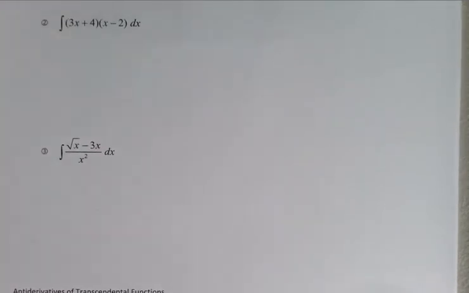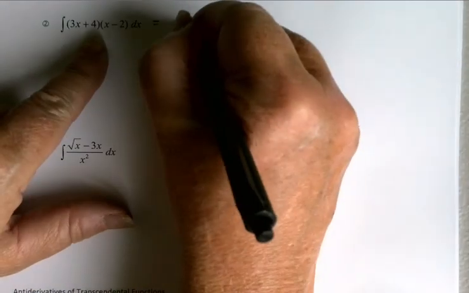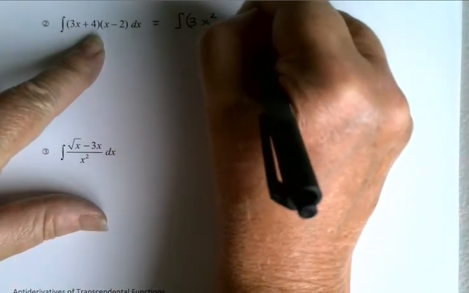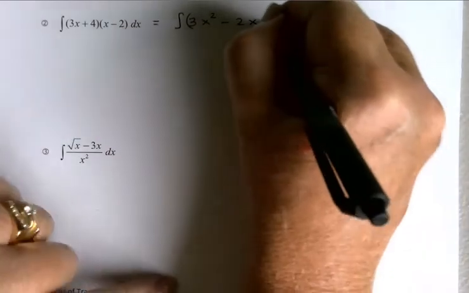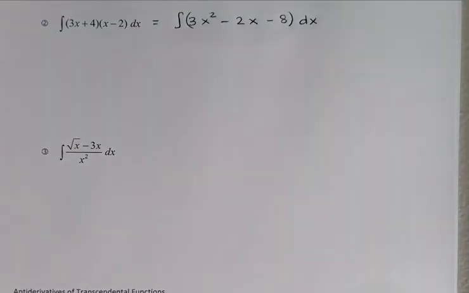The second example here is written as a product, and I don't have a rule for taking integrals of products. So I'll need to simplify that before I can do the antiderivative. So I'm going to start by just rewriting this as the integral of 3x squared, negative 6x and positive 4x would be negative 2x, minus 8 dx. Now I just have subtraction, and so I know I can do each term separately.